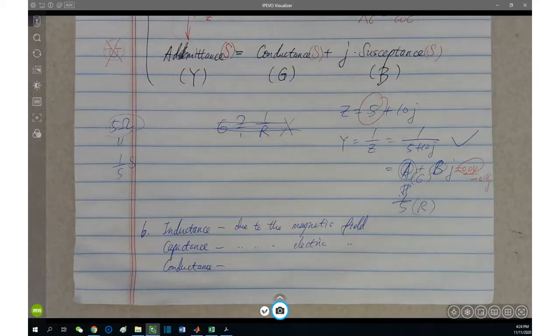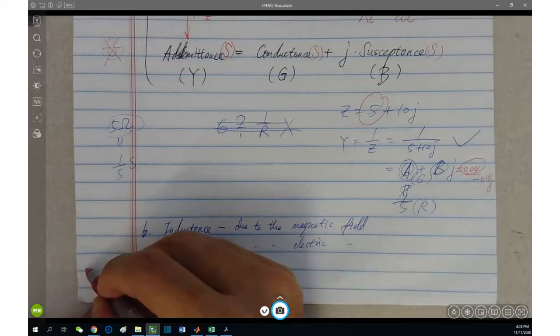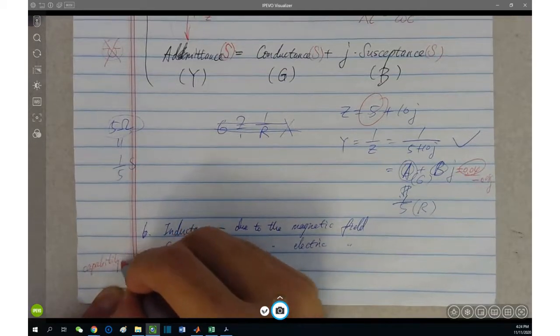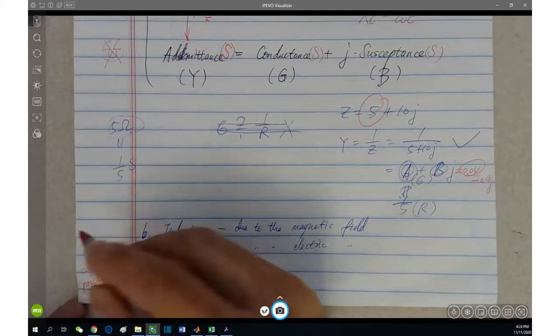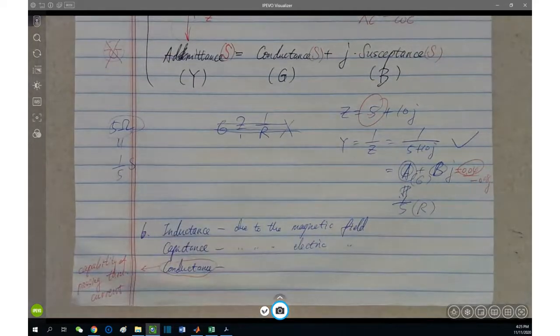And the conductance is what? By the way, how to describe this conductance? Anyone knows? It's kind of the capability of what? Conductance actually means the capability of passing through a current. Okay, this is the nature of the conductance. The higher the conductance, well, what happens? The easier the current can go through.